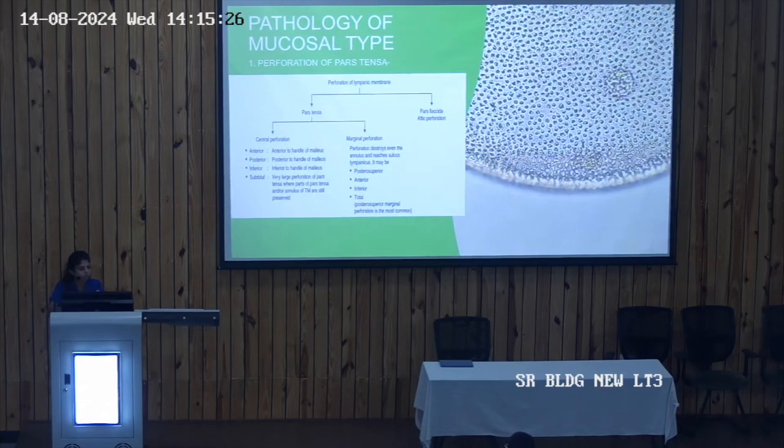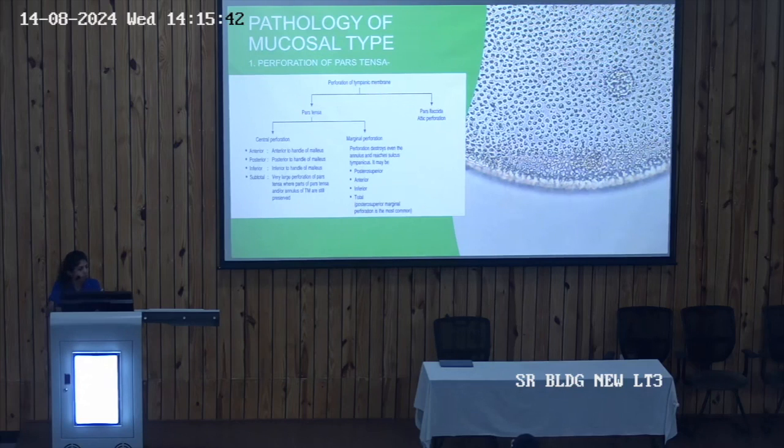What does central perforation mean? All around it is surrounded by a layer of tympanic membrane. In case of marginal perforation, there is no layer of tympanic membrane. It can involve the annulus also, or there can be destruction of the annulus also.